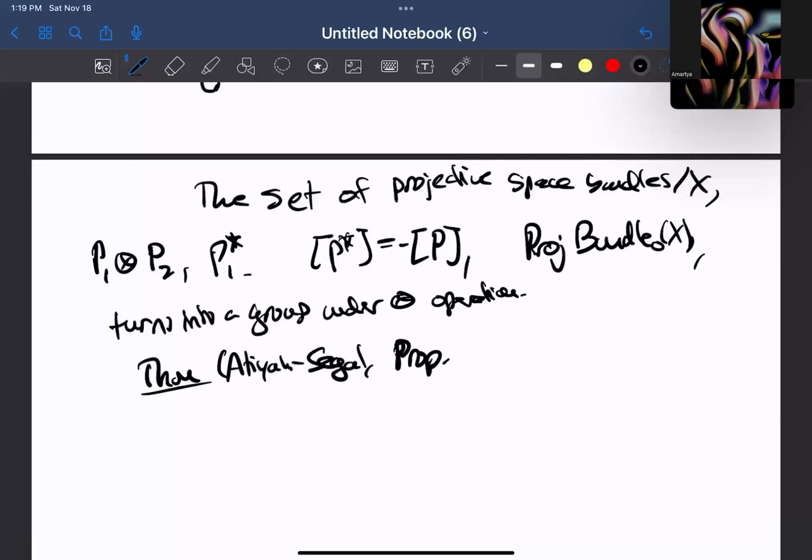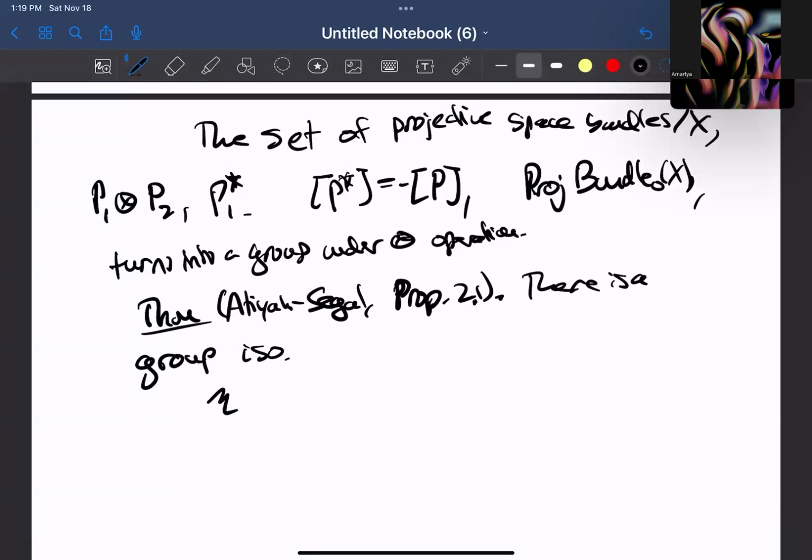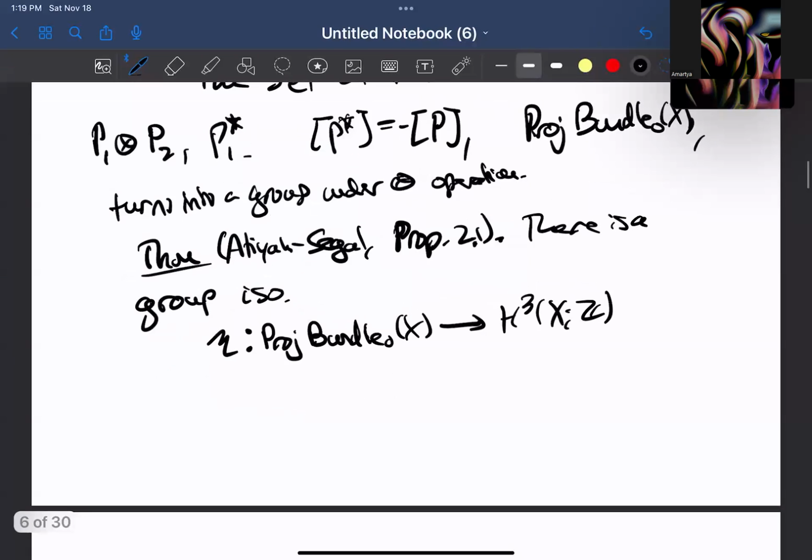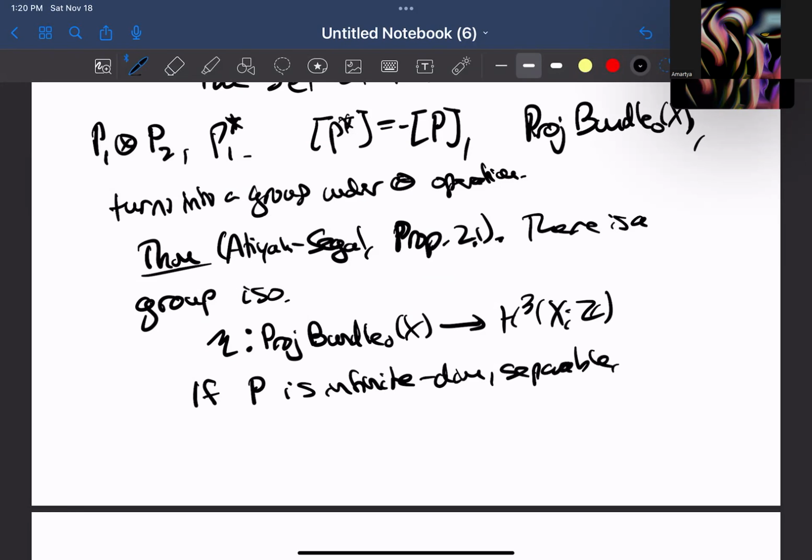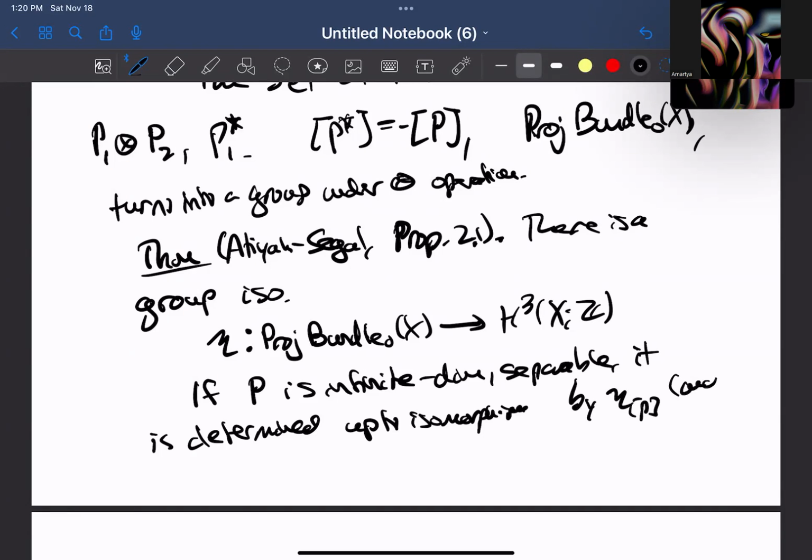This is their proposition 2.1. There is a group isomorphism called eta here from proj bundle 0 of X, mapping to degree 3 cohomology with coefficients in Z. If E is infinite dimensional and separable, it is determined up to isomorphism by eta P and its structure group.